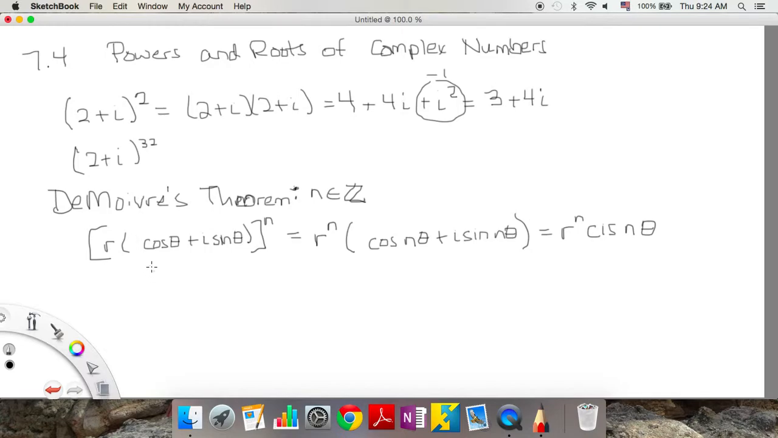So this formula works for integer powers. We'll talk about roots in just a minute. But you need to make sure that you've looked over this. We're not going to prove it. It's kind of beyond our scope right now, but make sure you know this theorem. So let's look at an example.